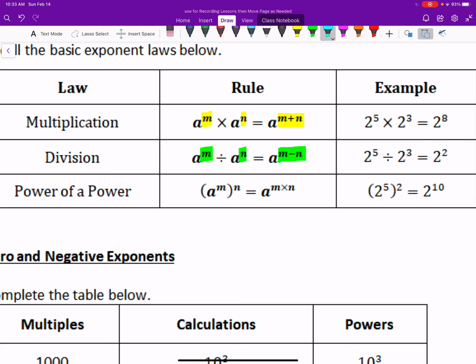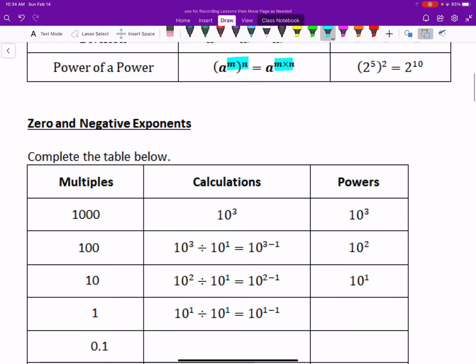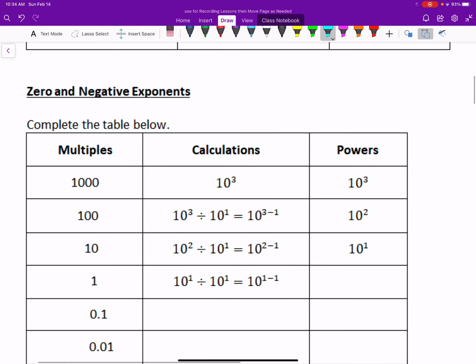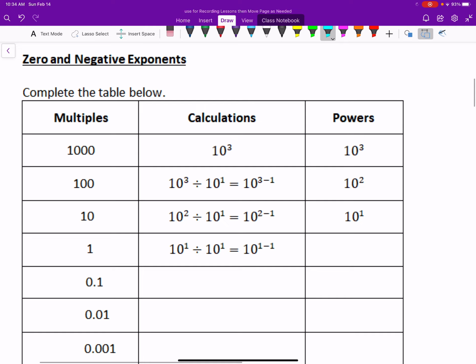And if we have power over power, so in other words, a single power, we only have a here once, and it's all raised to the exponent n, then we multiply the exponents together. So that's all from grade 9. And you probably already know zero exponent from before now as well. But we're going to keep going. We're going to review that, and we'll also look at what negative exponents mean.